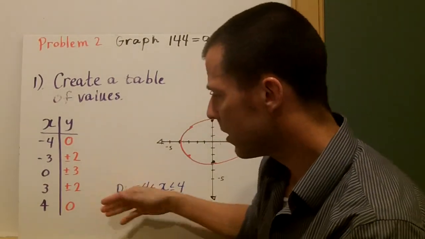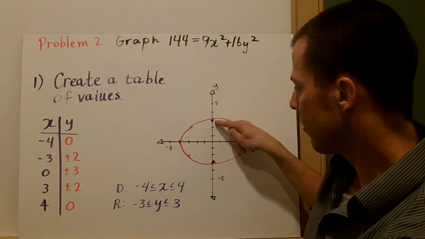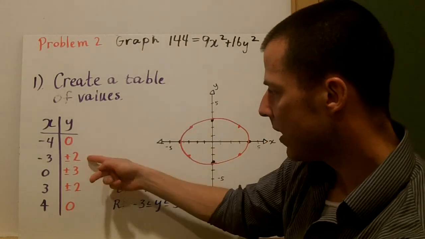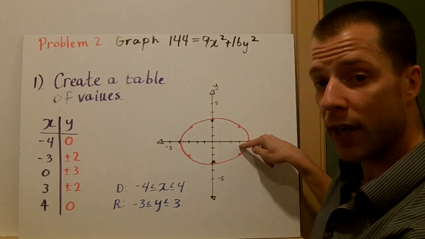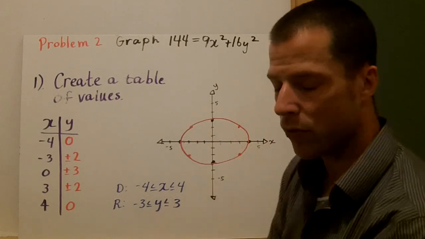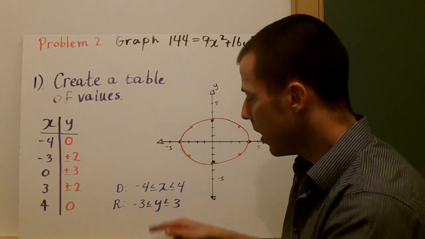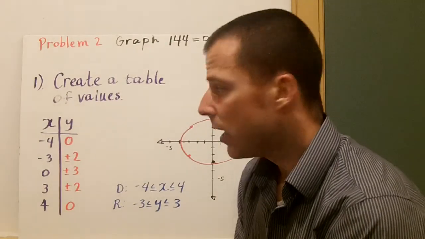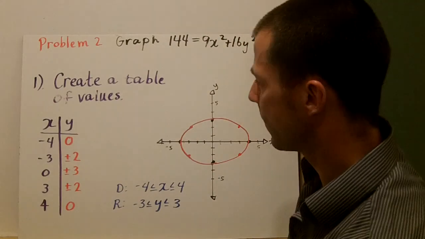Okay, so now I plot these points. I get 4, 0, -4, 0, 0, 3, 0, -3. Okay, and when I plug in -3, I get plus or minus 2. That's those 2 points. When I plug in 3, I get also plus or minus 2. Okay, and I connect the points with a smooth curve. And you can see the domain is from -4 to 4. The range is -3 to 3. Notice these values are different. That's how we know we have that ellipse there. So after this, let's just look at how I come up with a couple of these points, okay?